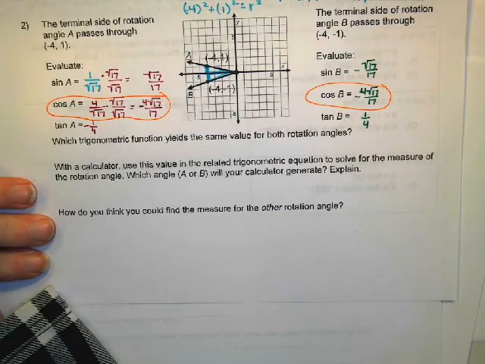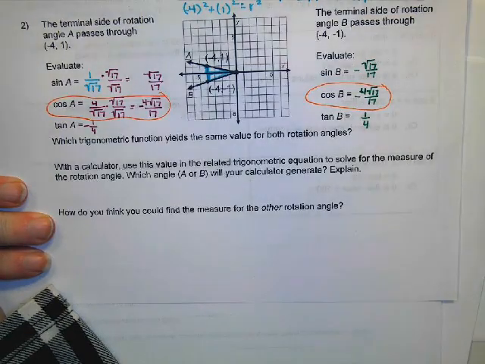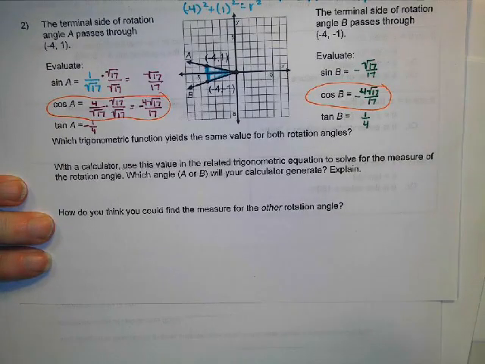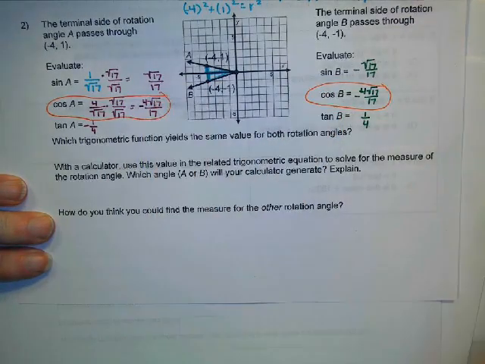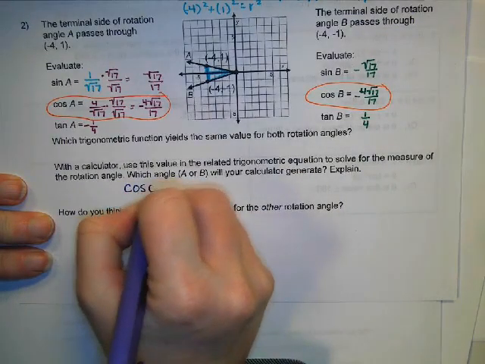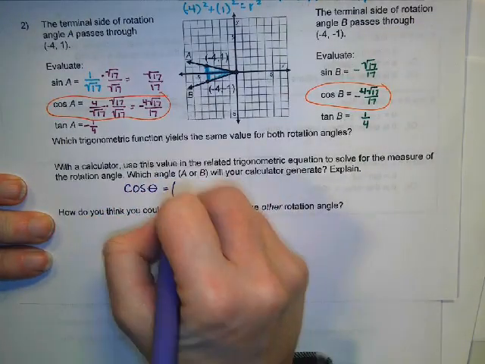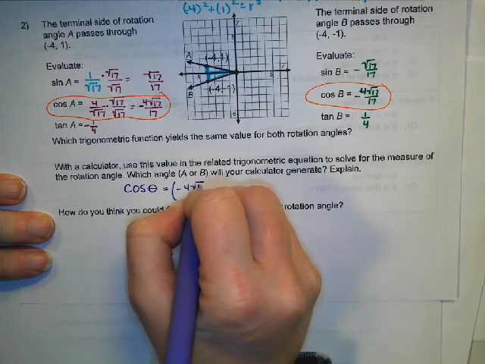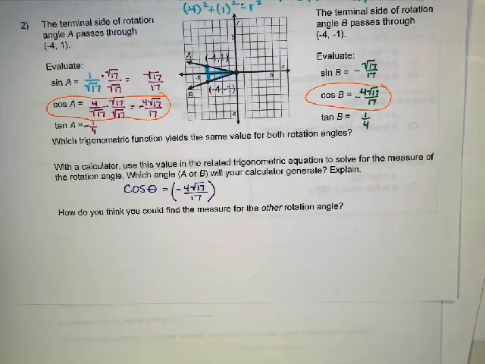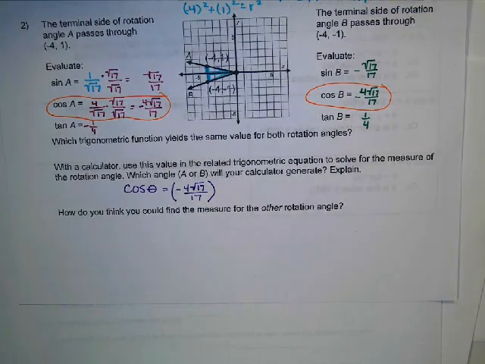So it's cosine. This time, we're going to use cosine to find our angle. I'm going to write it with cosine theta since they're both the same, so I don't cause any confusion. Cosine of theta equals negative 4 square root 17 over 17. And I want to find theta, not cosine theta, but theta by itself. How do I get rid of cosine?